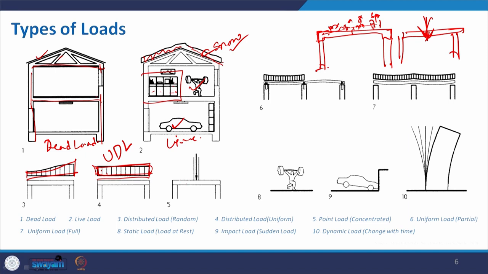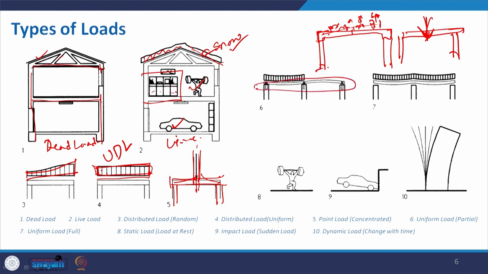So, here if you see these two columns, they are carrying the load of the beam, and there may be another wall or something which is a point load to that. Though it will be distributed, this particular configuration is called point load. Now, move to the scheme sketch number 6, again it is UDL, but partially.